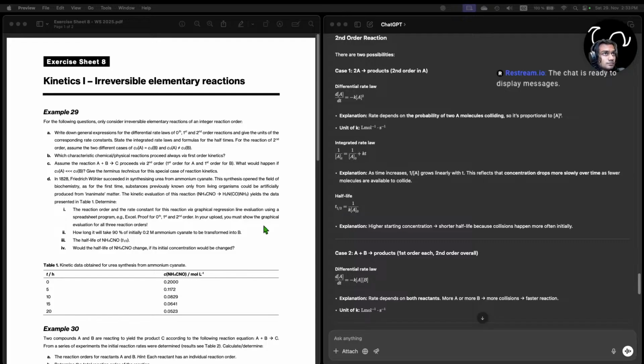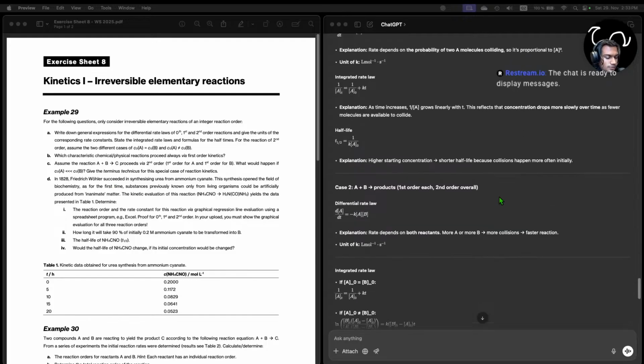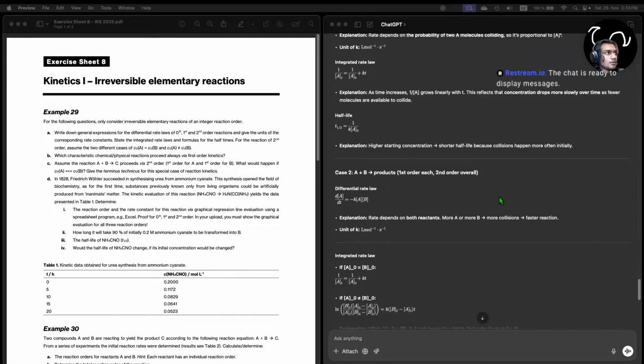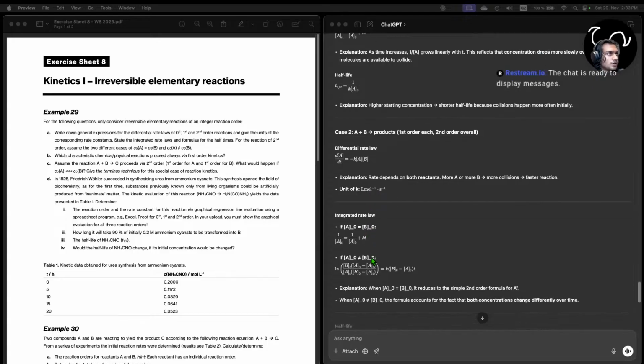Half-life. Okay, I need to learn this ASAP and write this. A plus B to products, unlike the case with only A. Rate depends on both reactants. More A, more B, more collisions, faster reaction. Units of k. Integrated rate law.